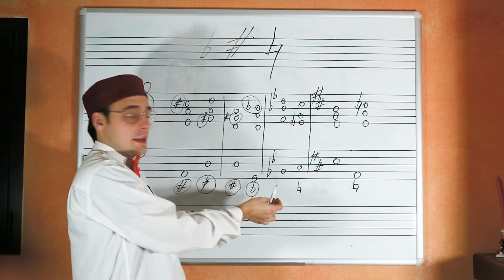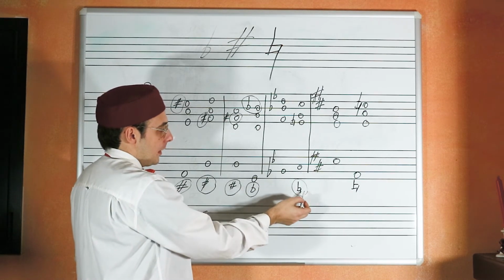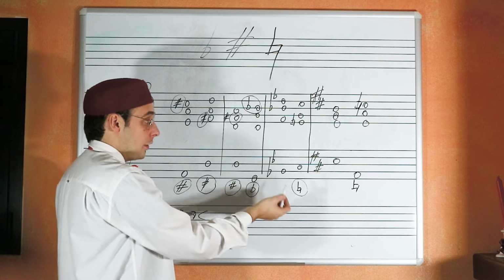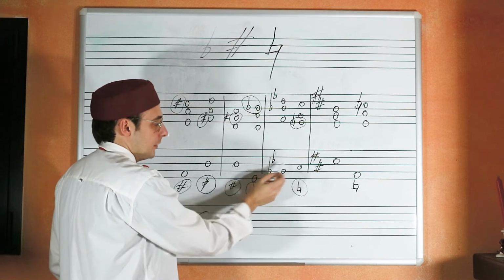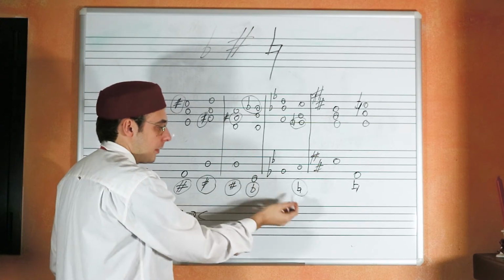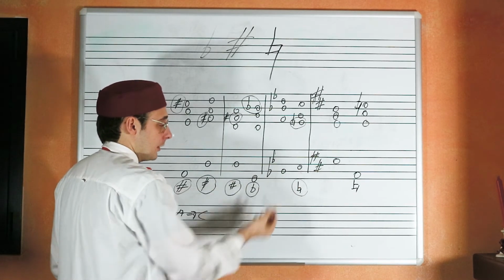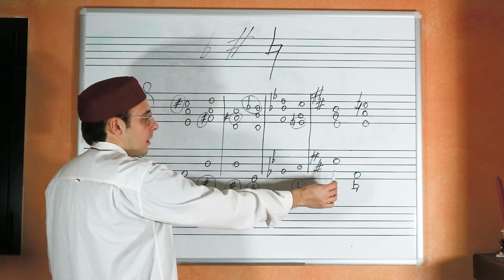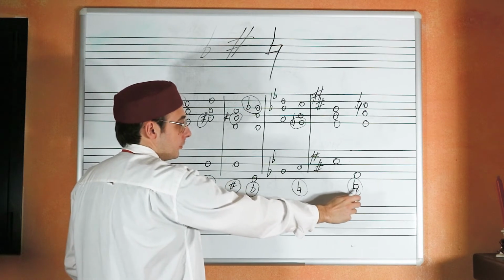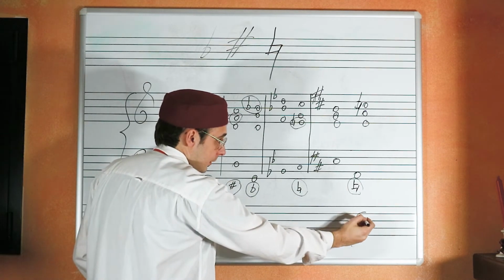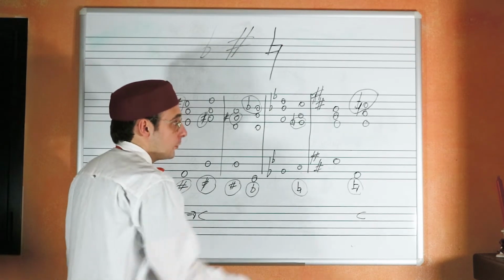In the third example, we have a natural sign on the C. The natural sign on the C refers to the third of the C, so to the E. And this E is flat in the key. But with this natural sign, it becomes natural. In the fourth example, the natural sign refers to the third of A, that is C. So the C is the natural C.